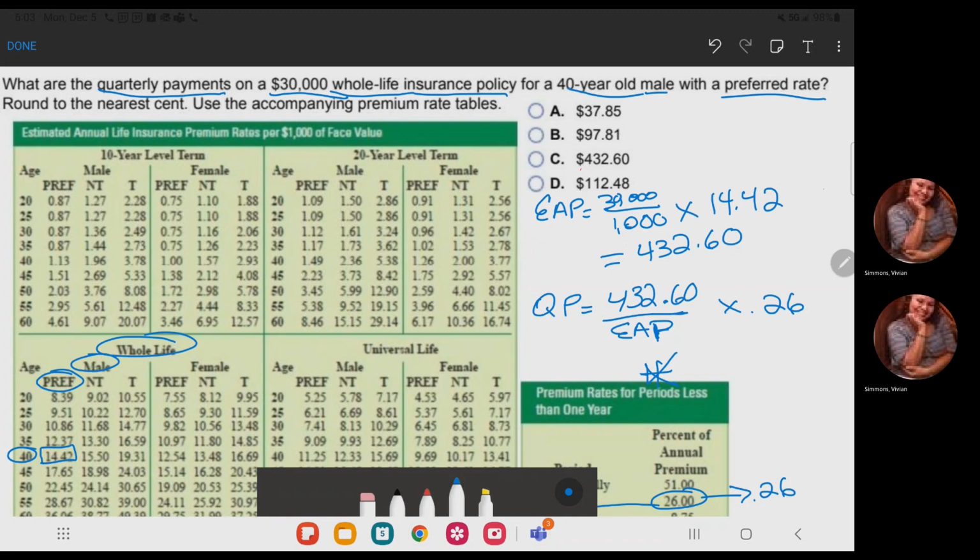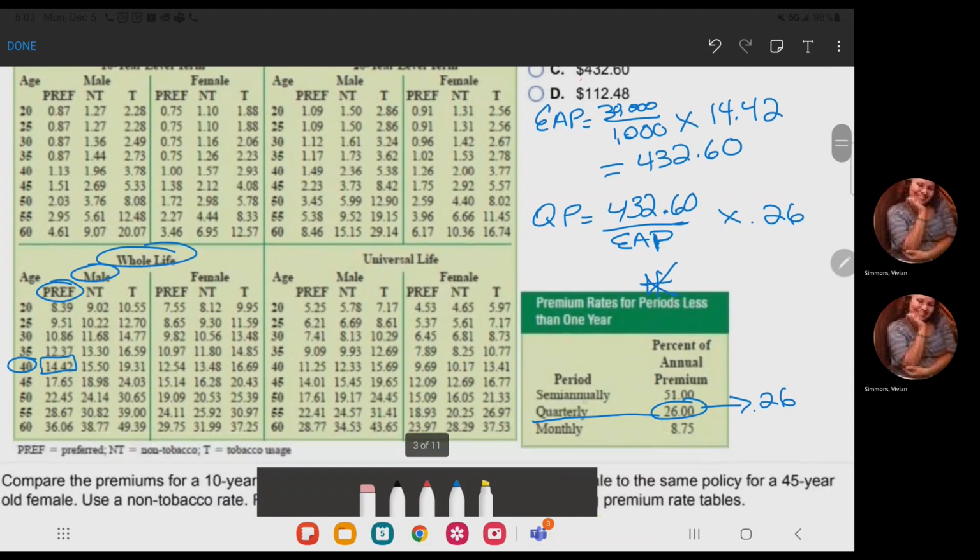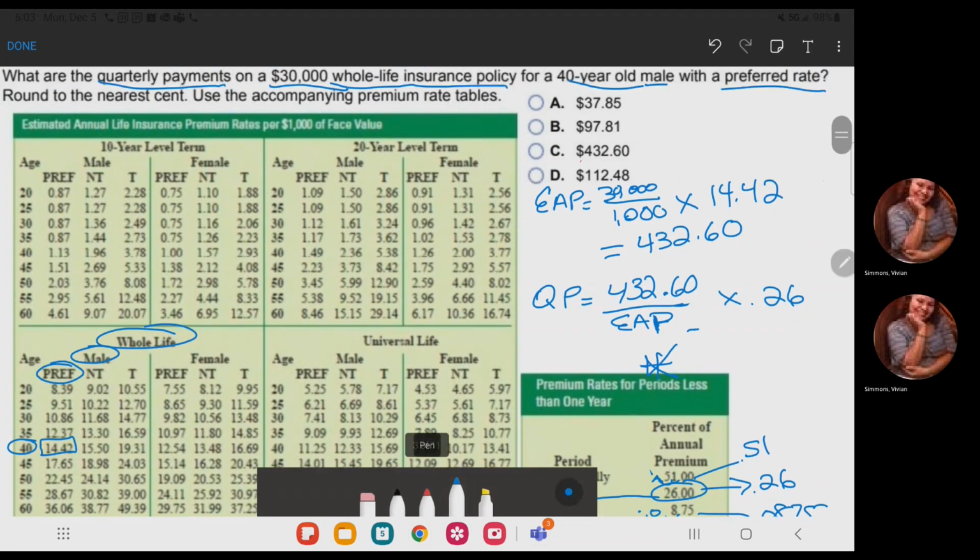So if it's quarterly, it's 0.26. Just so you could see what I'm talking about, if it's semi-annual, it's 51%, so it's 0.51. If it's monthly, I'll write them out. And if it's monthly, it'll be 0.0875. Again, because of the conversion. Okay. So then my quarterly payment will be equal to 112.48, which is D.